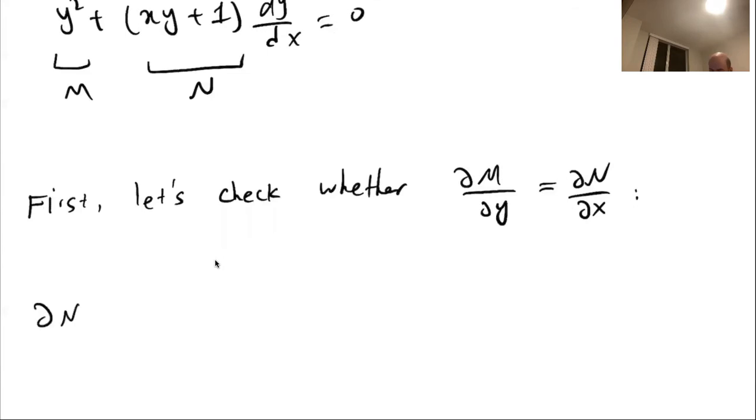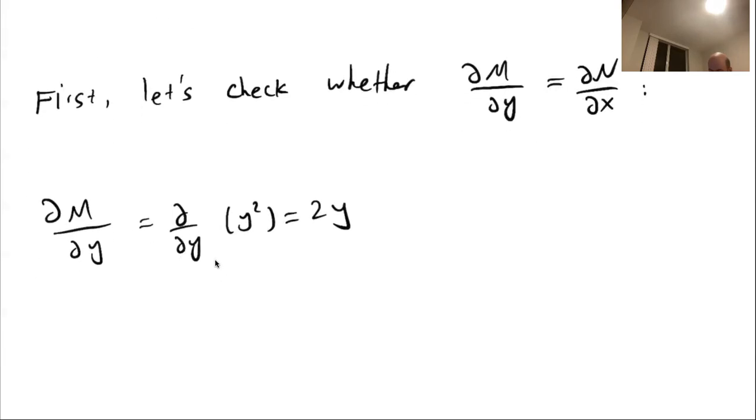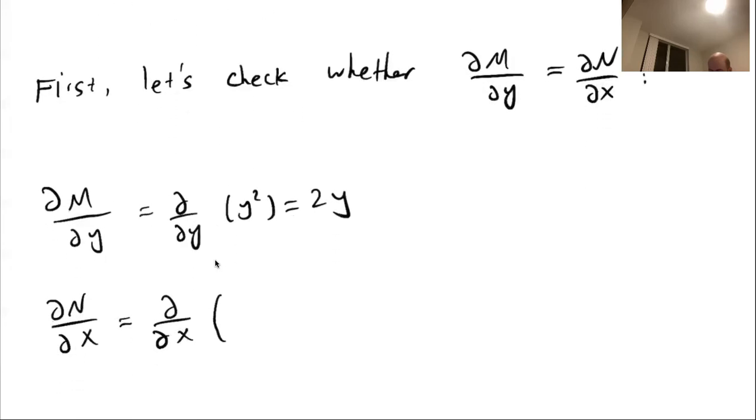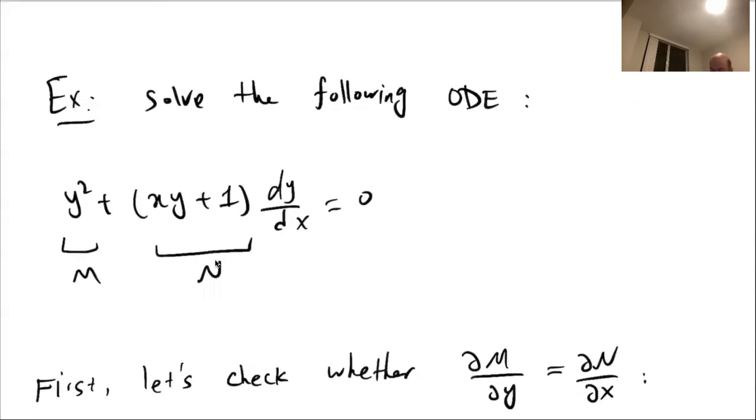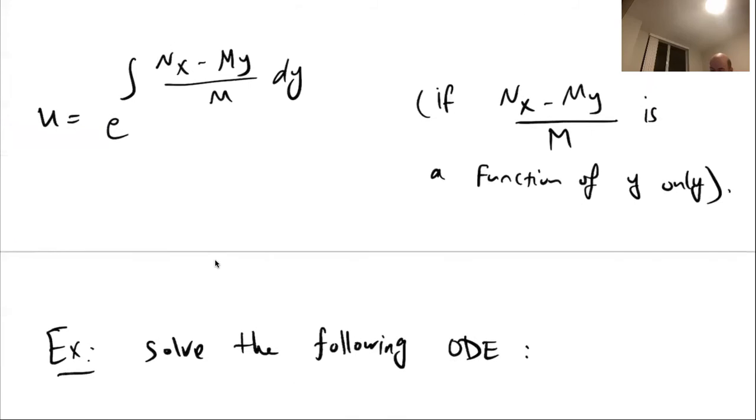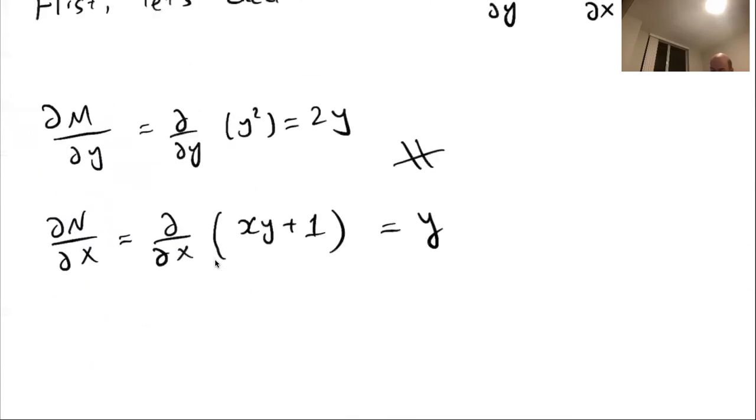Right now, the partial derivative of m with respect to y is d/dy of y squared, which is 2y. And the partial derivative of n with respect to x is d/dx of (xy plus 1), which is y. These two are not equal. So my is not the same as nx, and that means the equation is not exact.